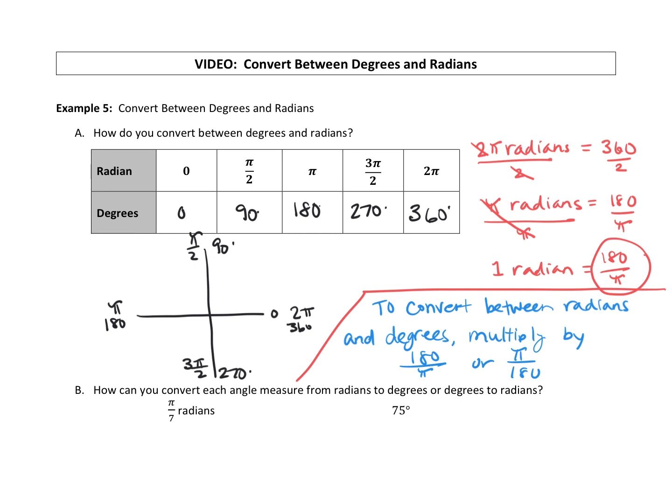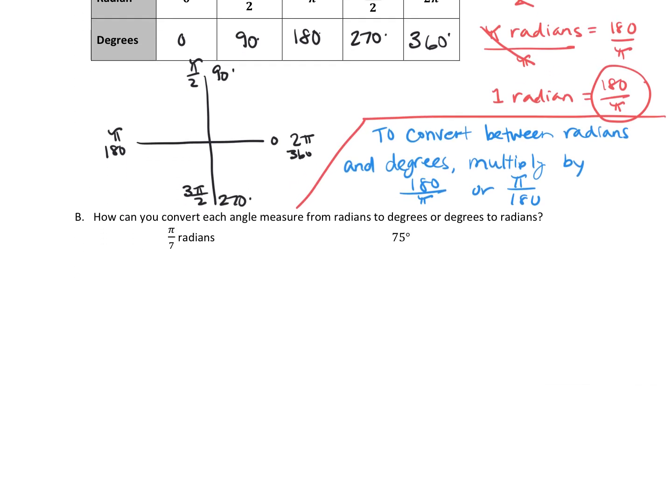So let's put it to practice. We're going to take 2 angle measures and convert each to the other one. Something to note: if your angle measure has a pi in it, that's a radian measure. All radian measures have a pi in it, and that pi is always in the numerator of any fraction. So if we take pi over 7 radians and want to convert that into degrees, should we multiply by 180 over pi or pi over 180? We're going to multiply by 180 over pi.